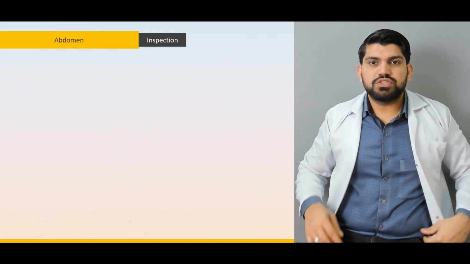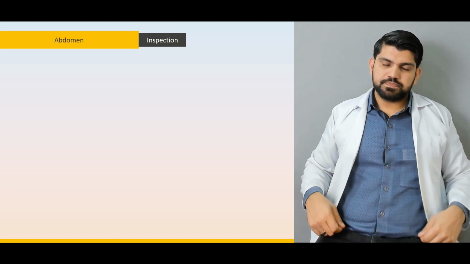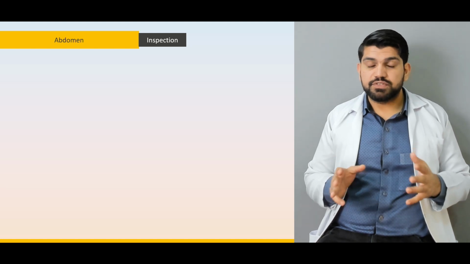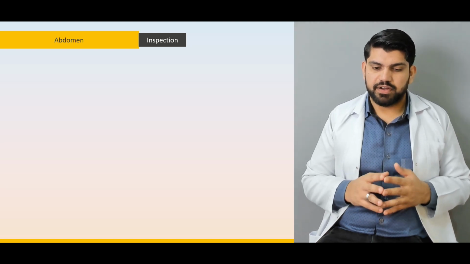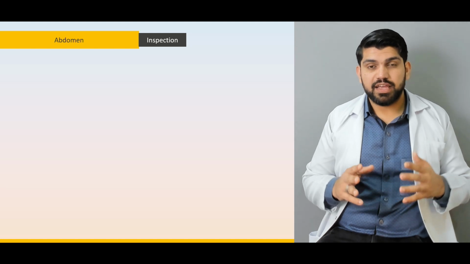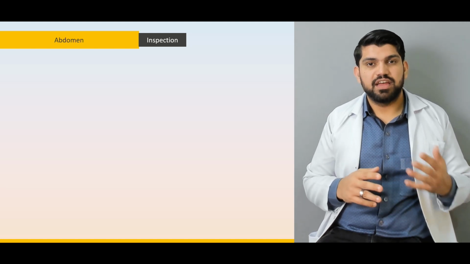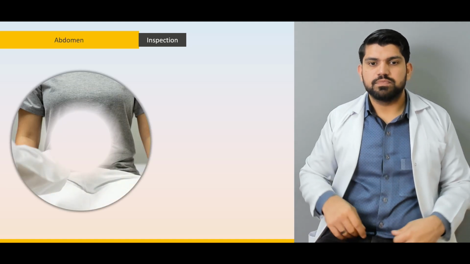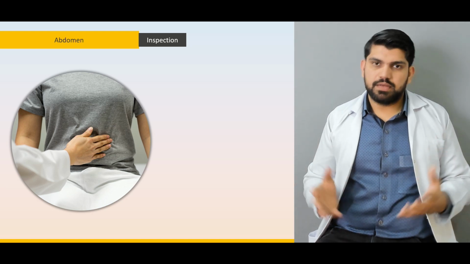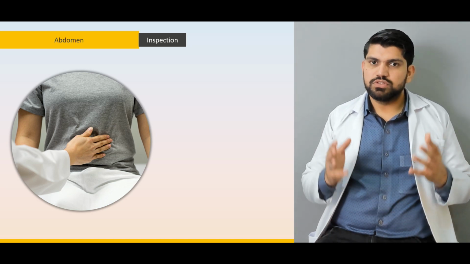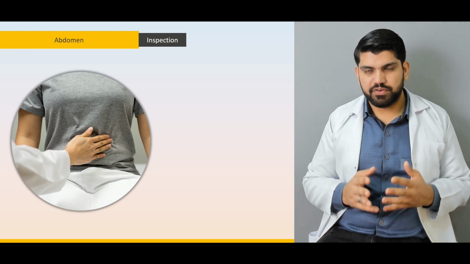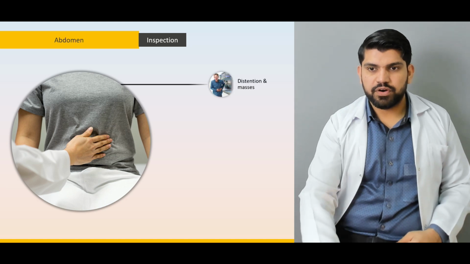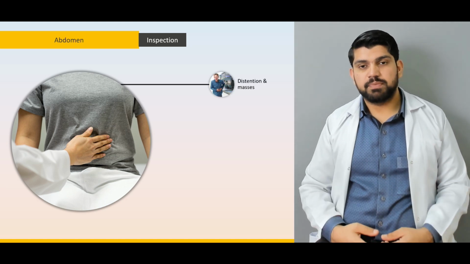So, moving on to abdominal examination. Abdominal examination is very, very reliable and it gives you a lot of information if you do it adequately, if you do it quickly, and if you practice on your patients every day. So, inspection. What to do? Look at the abdomen. It's recommended to stand at the foot end of the patient and look at the abdomen. Inspect the abdomen. What for? Distension or any obvious mass.